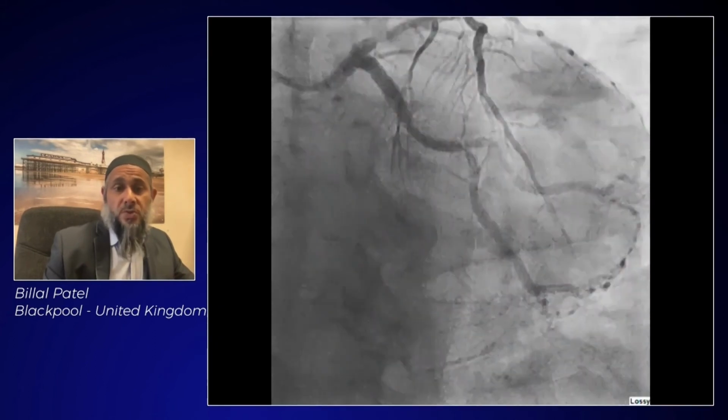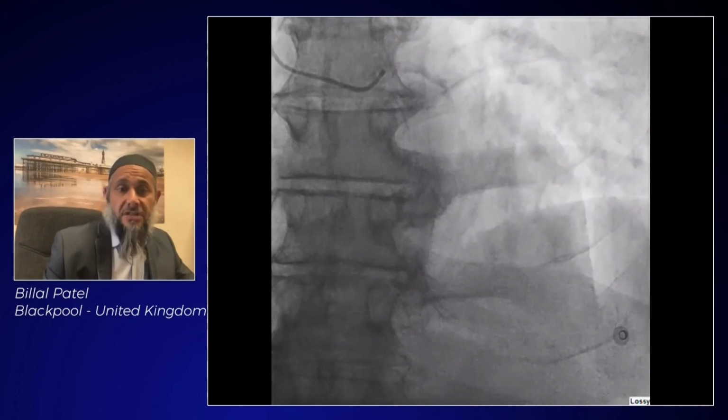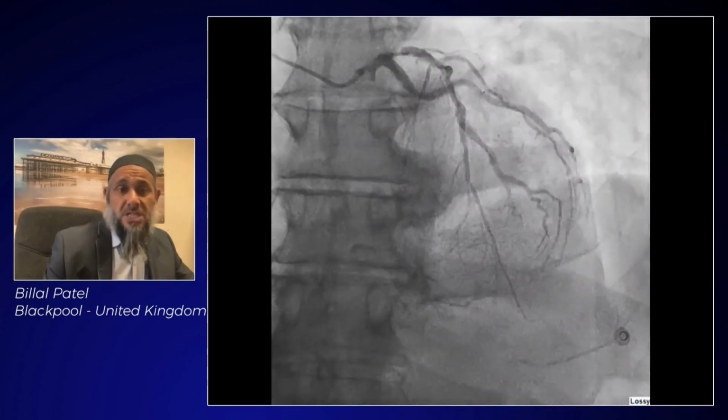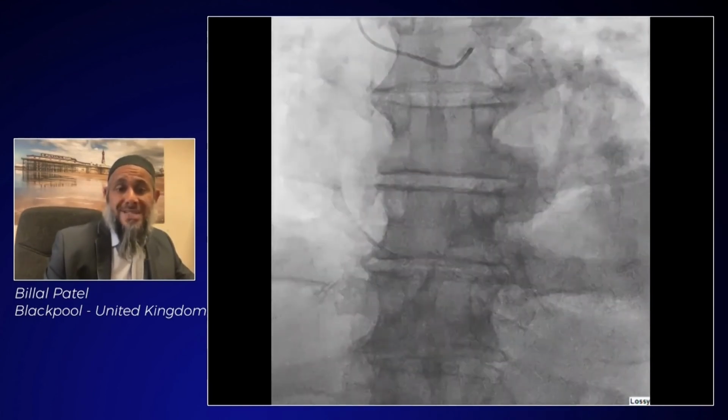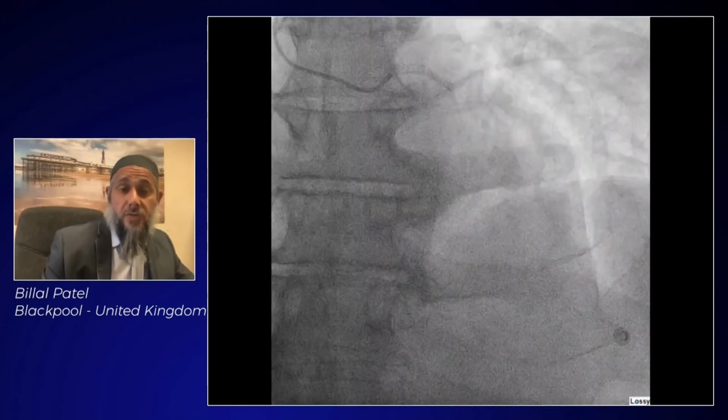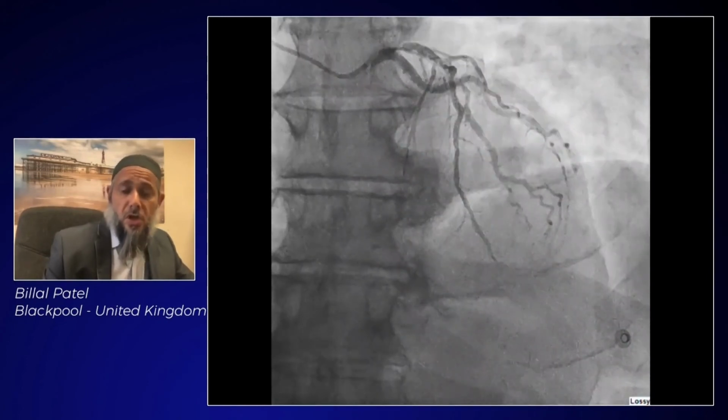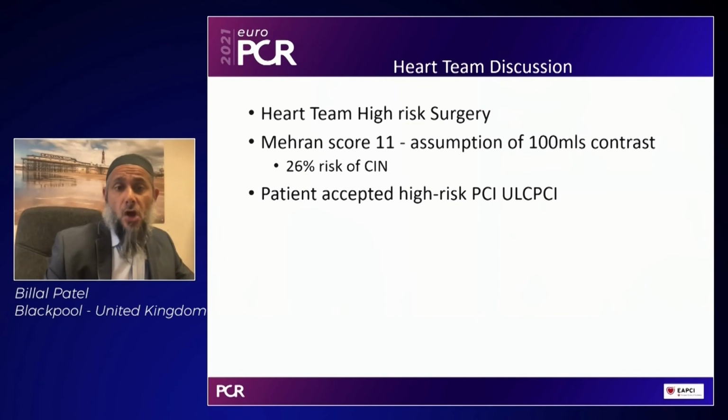This was his angiogram, which was performed, which shows severe calcification involving the LAD and tight stenosis of the proximal and mid-LAD, and we see collateral flow from the right coronary artery, which was a chronic total occlusion. There was a heart team discussion, and he was deemed high risk for surgery.